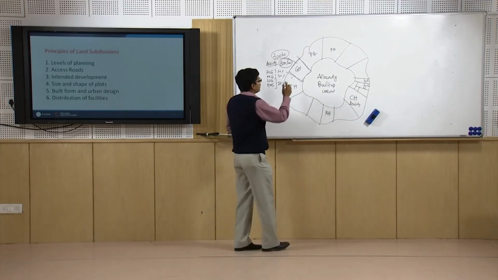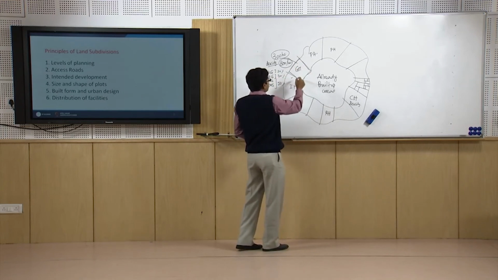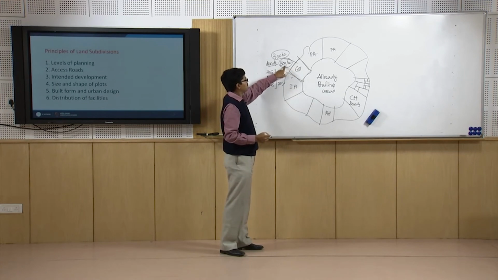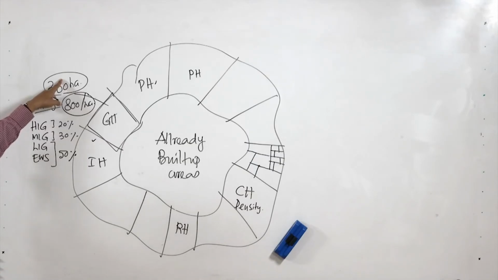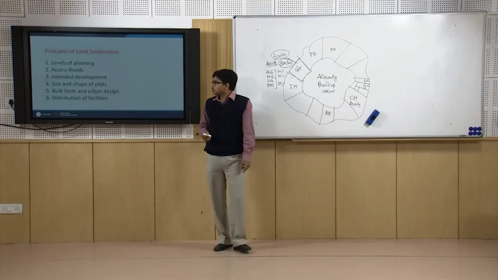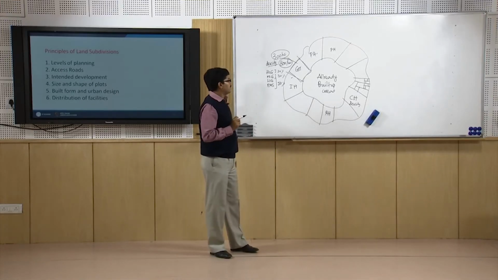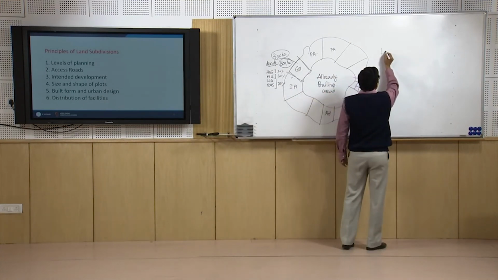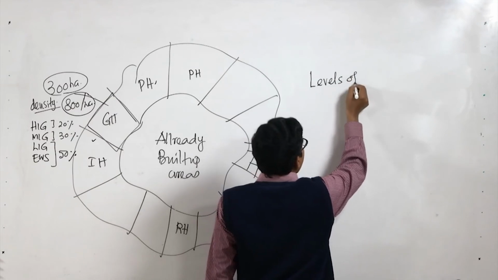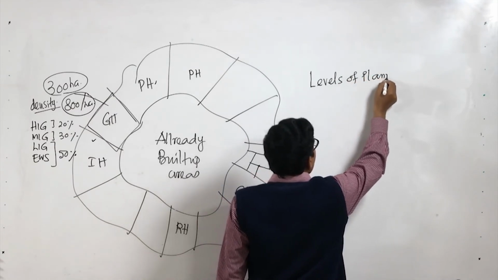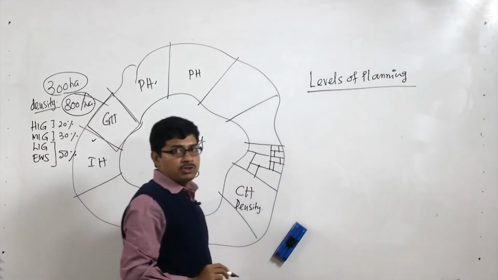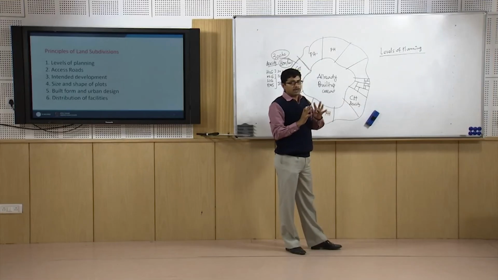So, how do you allocate the bigger land here, so that ultimately we can achieve this proportion, and the overall density of this particular gross area within the limited area given to us? That is very important in this stage. So, one very important concept in the whole land subdivision is the levels of planning. There are various levels of planning, which will dictate or determine the size of the plot or the shape of the plot.